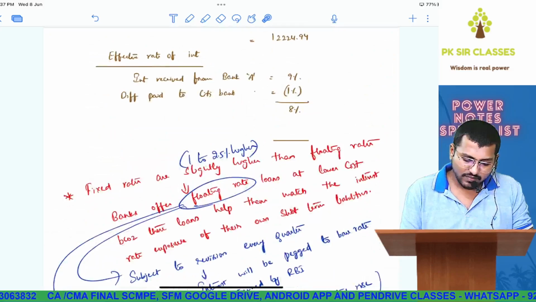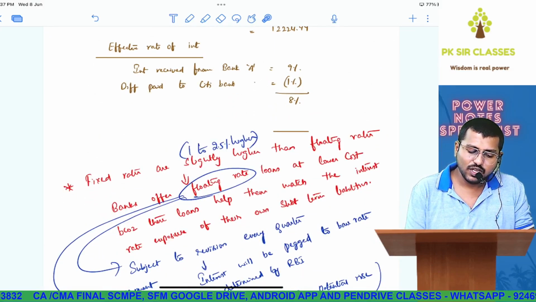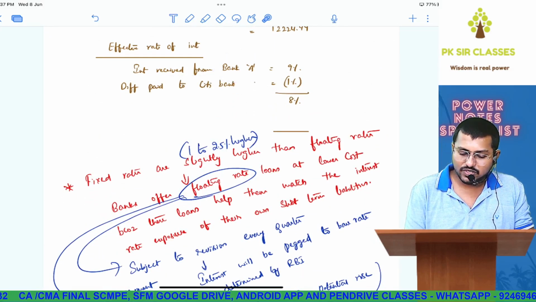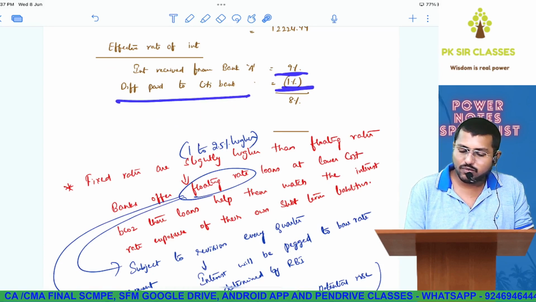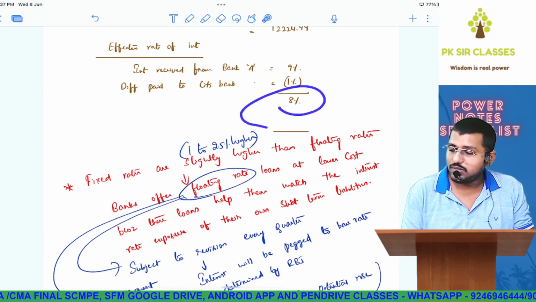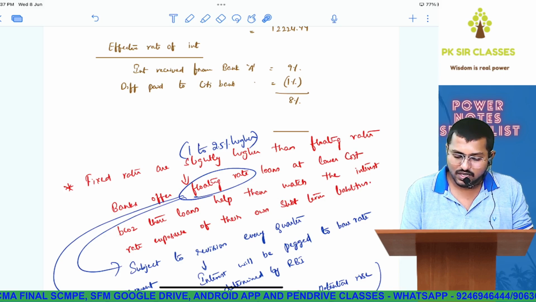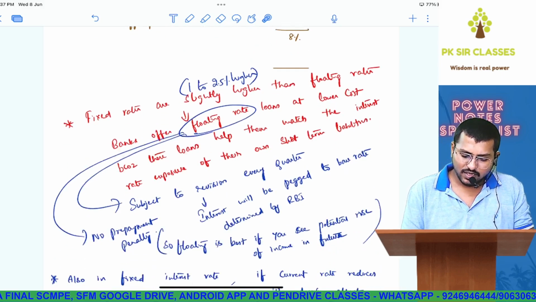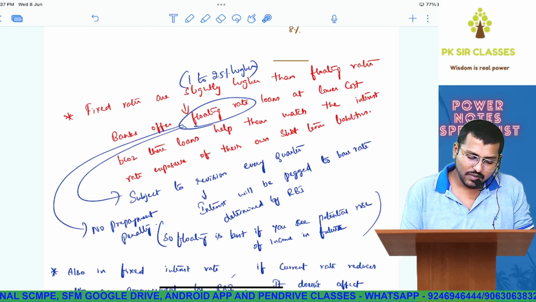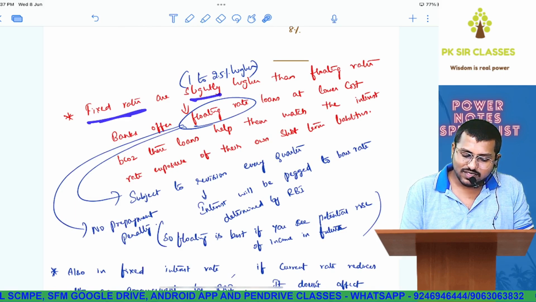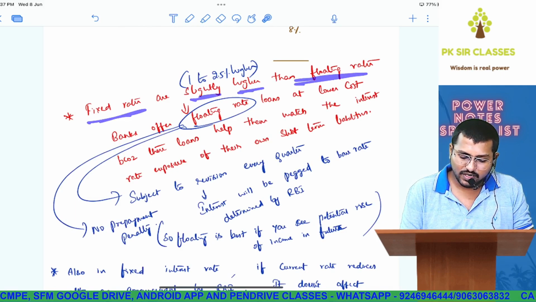Yes, everybody. Finally, the effective rate of interest: you will receive 9% from the bank, but the differential amount will be paid to Citibank. And how much exactly is your interest? 8%. Here I've written all the other things. Fixed rate is slightly higher than floating rates. Are you able to understand?